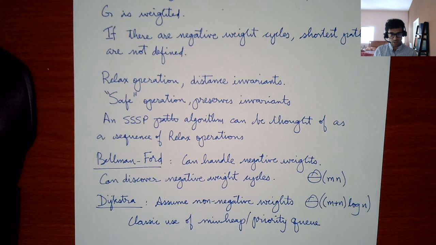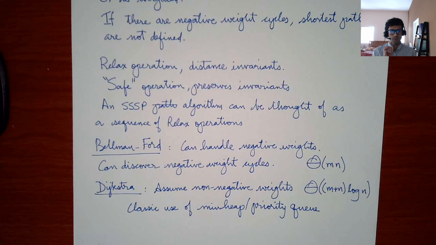Bellman-Ford can handle negative weights. Bellman-Ford is an incredibly simple, cute, very clever algorithm. It can discover negative weight cycles, runs in theta of m times n. Dijkstra assumes that all the weights are non-negative. It crucially uses that in its proof of correctness. And it runs essentially in what's called near linear time. It's m plus n times log n, and it's a classic use of a min heap or a priority queue.